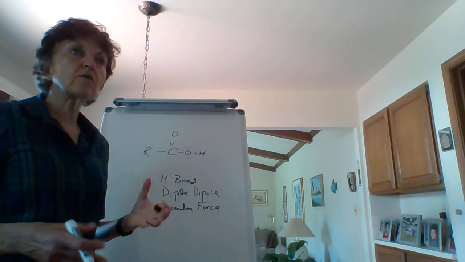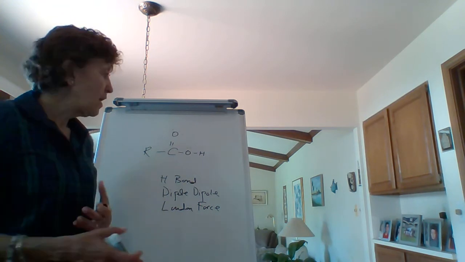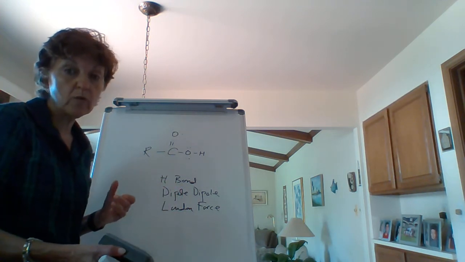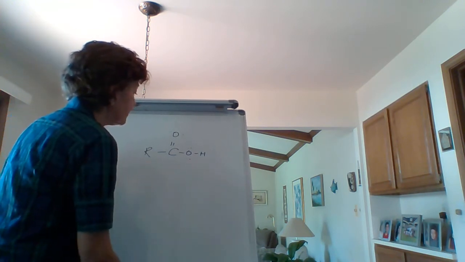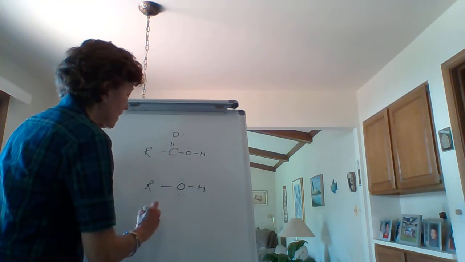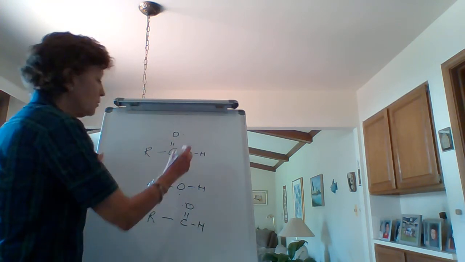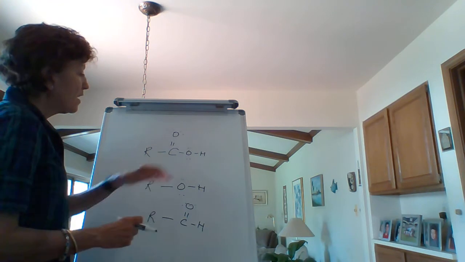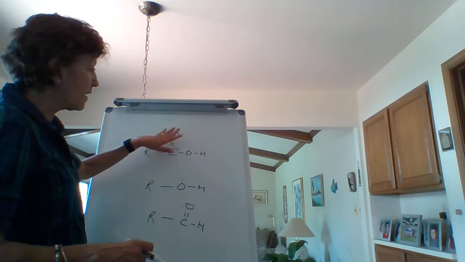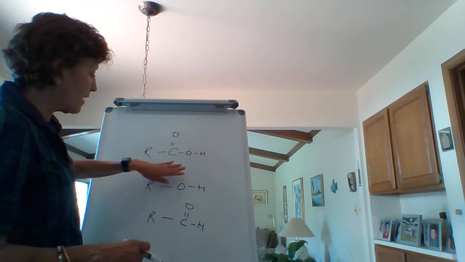So if you have a beaker of a carboxylic acid, a beaker of an alcohol, and a beaker of an aldehyde, and they had the same molecular weight, which do you think would have the highest boiling point? Well, you can see, if you just look at the functional groups, this would be what an alcohol would look like. And then this is your aldehyde. Okay, so beaker 1, beaker 2, beaker 3. This can do hydrogen bonding, intermolecular hydrogen bonding, dipole-dipole, and London force. So can this, intermolecular hydrogen bonding, dipole-dipole, and London force.